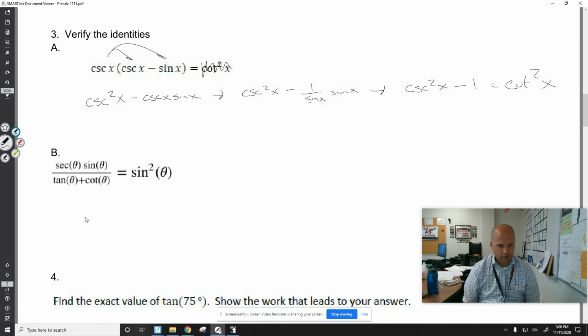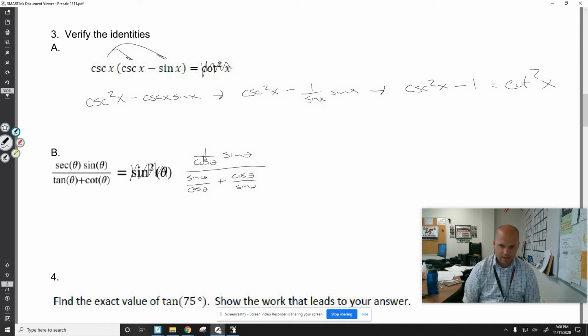Here, this one is really tricky. We showed this in class. So we need this to equal sine squared. This is a situation where maybe it is advantageous for us to rewrite things in terms of sine and cosine. So I wrote secant as 1 over cosine. I wrote tangent as sine over cosine, and cotangent as cosine over sine.